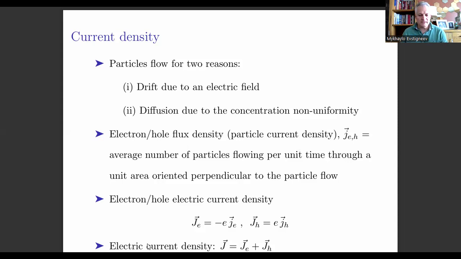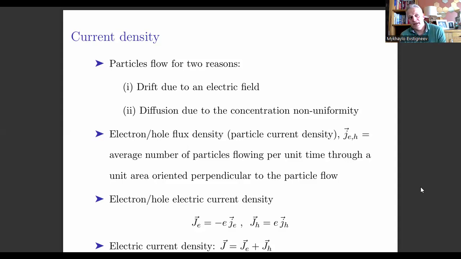Now, the current density is defined in a similar manner. How much charge gets transferred per unit time through a unit surface area oriented perpendicular to the direction of the charge transfer. So on average, your particles are moving in all random directions. If there is no drift, the particles are moving in random directions, and so the particle current density, the electric current density, the flux density of the particles is zero.